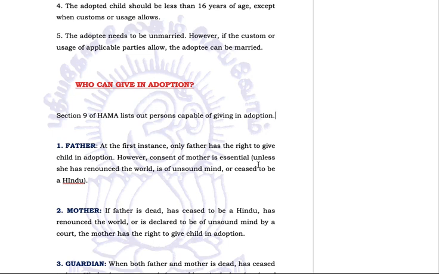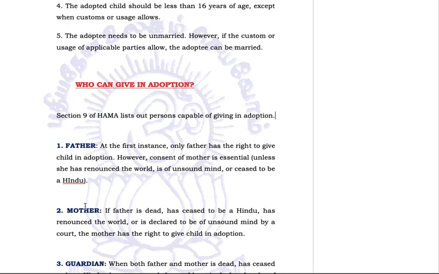However, the consent of the mother is essential. A father cannot give the child in adoption as and when he likes, or as per his own choice. He must take the consent of the mother. It is essential, unless she has renounced the world, become unsound, or ceased to be a Hindu.